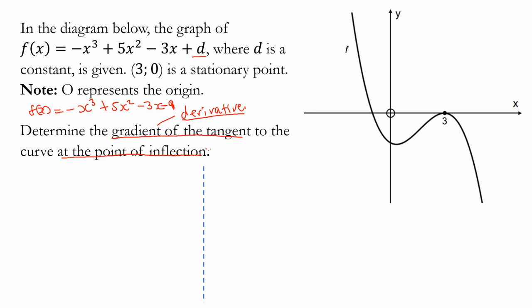Remember the derivative here, which is the gradient, is changing. The gradient is not constant. It depends on the value of x. So at the point of inflection, what will be the gradient? We need to find the x coordinate of the point of inflection. So how do we do that? We find the second derivative. We get the first derivative, and then we differentiate the first derivative to get the second derivative, and equate this second derivative to 0. And then we're going to get the x coordinate of the point of inflection.